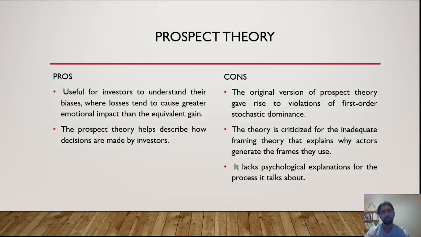Prospect theory pros and cons. Pros are useful for investors to understand their biases, where losses tend to cause greater emotional impact than the equivalent gain. And the prospect theory helps describe how decisions are made by investors. And cons are the original version of prospect theory gave rise to violations of first-order stochastic dominance. The theory is criticized for the inadequate framing theory that explains why actors generate the frames they use. It lacks psychological explanations for the process it talks about.